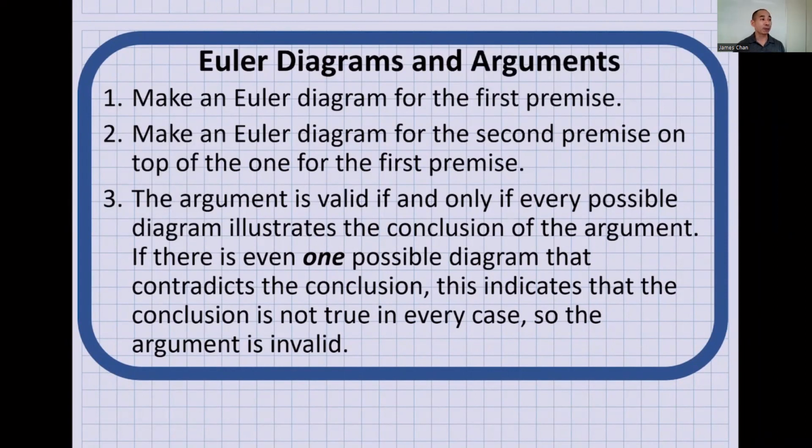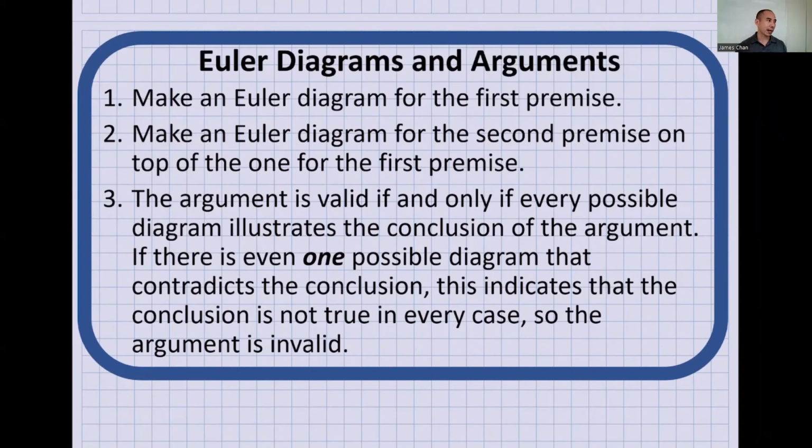Make the Euler diagram for the second premise on top of the first premise. The argument is valid if and only if every possible diagram illustrates the conclusion of the argument. If there is even one possible diagram that contradicts the conclusion, this indicates that the conclusion is not true in every case, so the argument would be invalid.